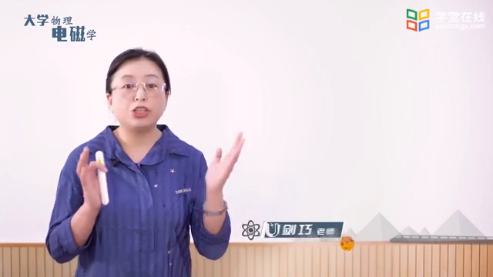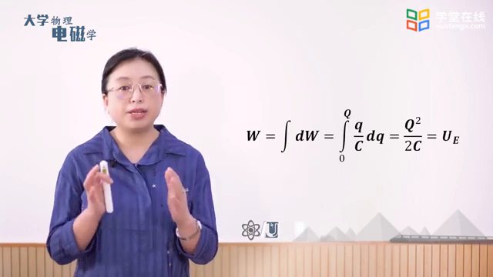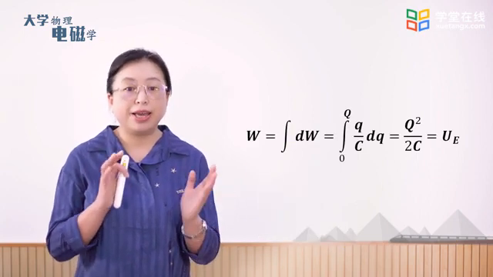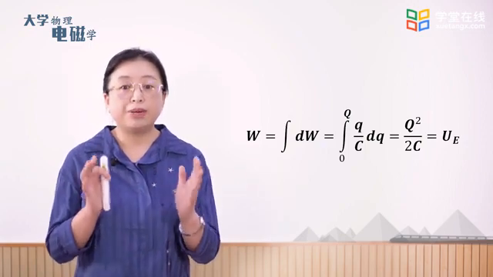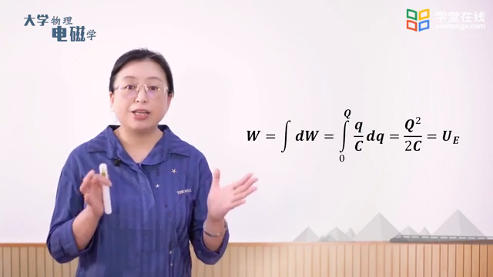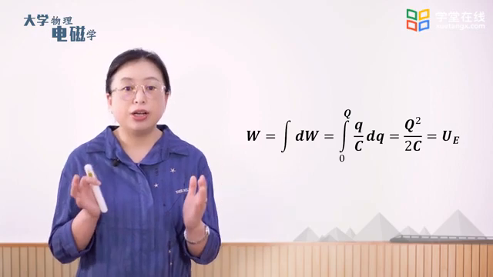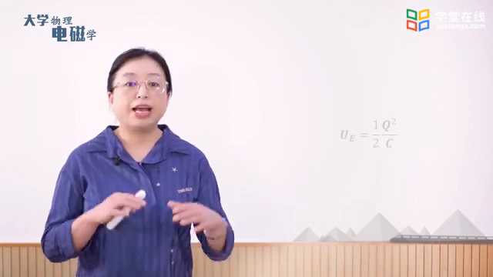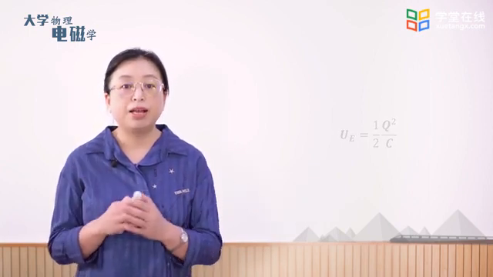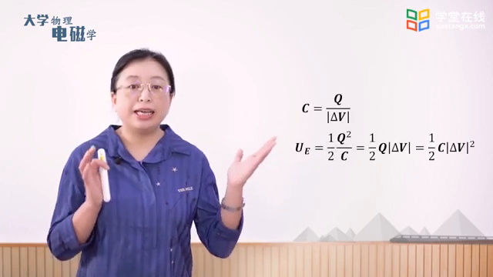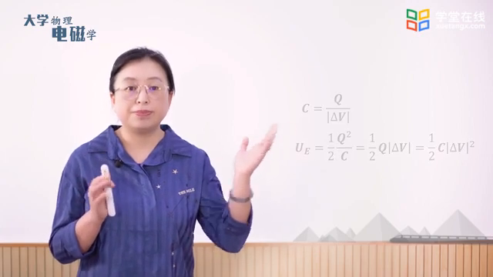When the capacitor is fully charged, the charge on the top plate is plus Q. Then the total amount of work done during this process is the integral of dW over the limits from 0 to uppercase Q. The work done in charging the capacitor equals the electric potential energy UE stored in the capacitor. Hence, we can express the potential energy stored in the charged capacitor by this equation. By applying the definition C equals Q divided by delta V, we have these three different forms.